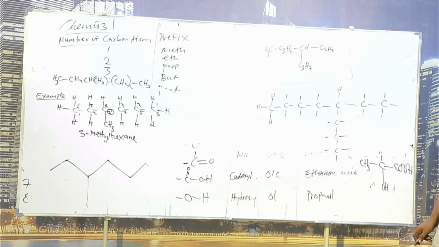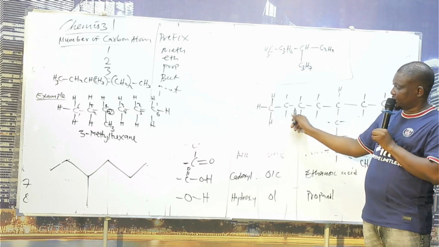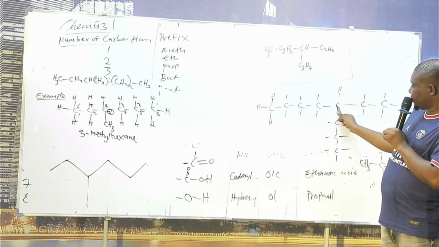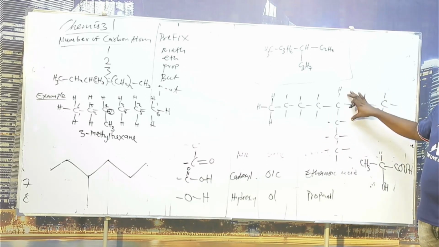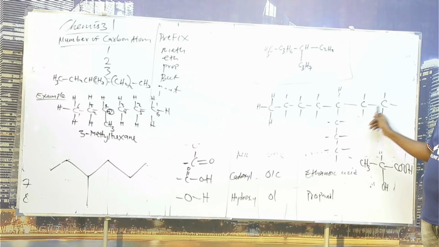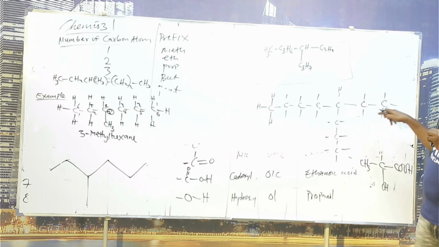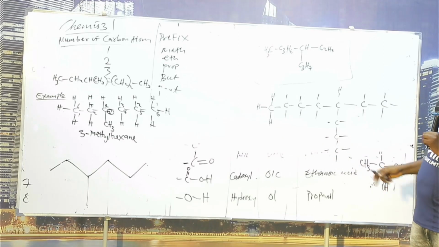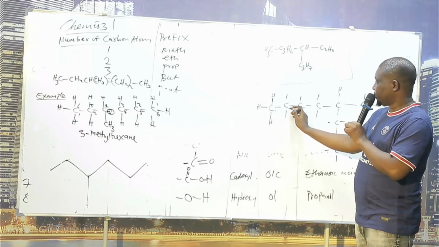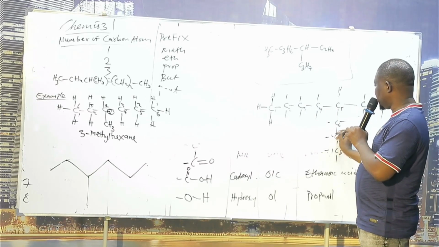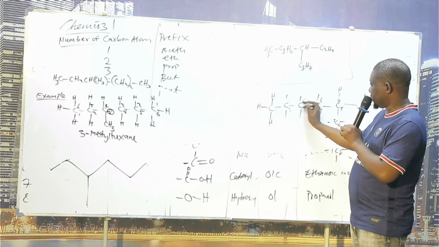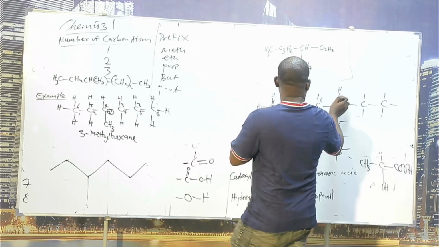Check where the carbon is. Is it 1, 2, 3, 4, 5, 6, 7, or 1, 2, 3, 4, 5, 6, 7, 8? This is not part of the chain again. This is a side chain. So check the location of this side chain. This side chain is 2, which means ethyl. Which side will give you the lowest number? Is it 4 or 5? 4. Number both sides: 1, 2, 3, 4, 5, 6, 7, 8. We are choosing 4.